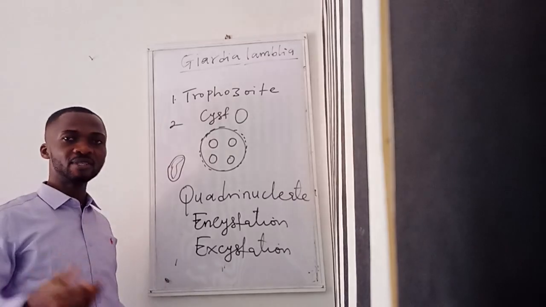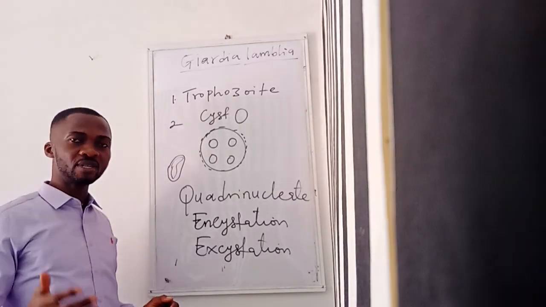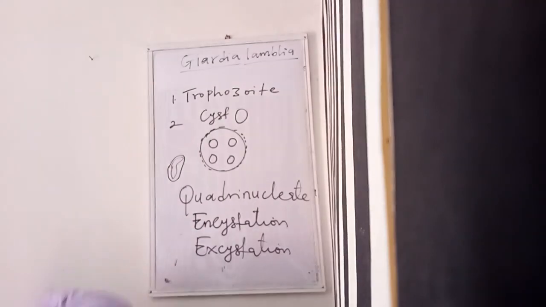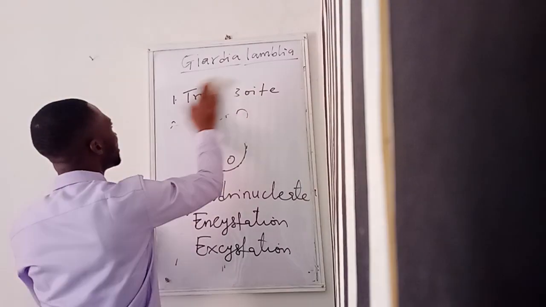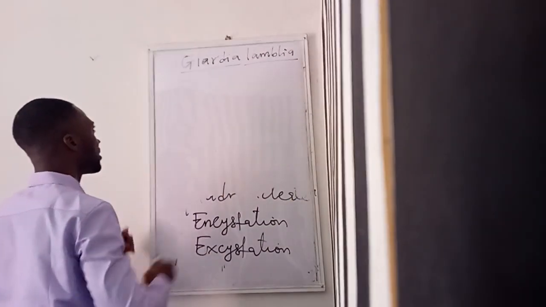So when the cyst is ingested, the cyst is broken. So the breaking of the cyst is what we call excystation. Having known this now, then of course, classification of these parasites.